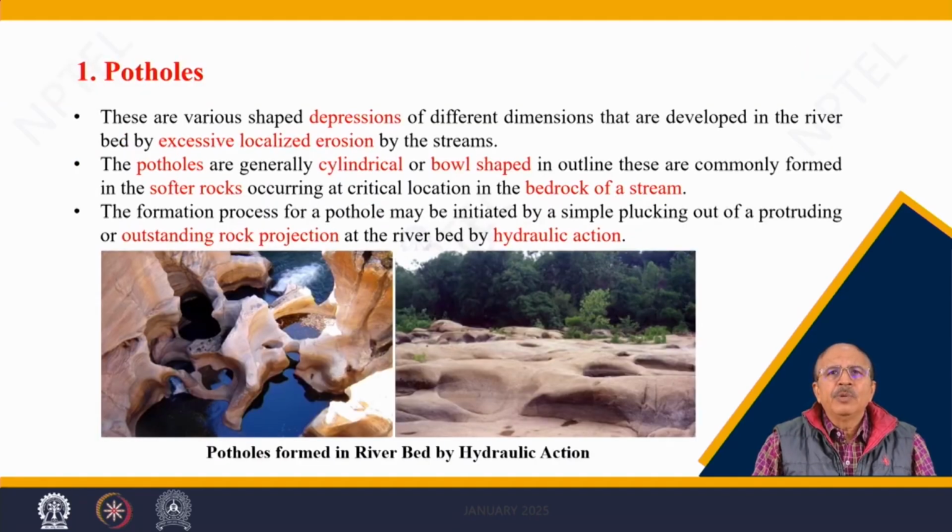These are various separate depressions of different dimensions that are developed in the riverbed by excessive localized erosion by the streams. The potholes are generally cylindrical or bowl shaped in outline. These are created in the softer rocks occurring at critical locations in the bedrock of a stream. The formation process for a pothole may be initiated by a simple plucking out of a protruding or outstanding rock projection at the riverbed by hydraulic action. In the figure, you can see the potholes formed in a riverbed by hydraulic action.